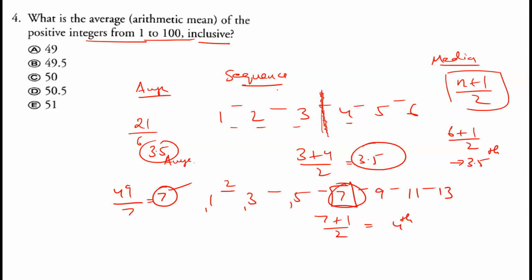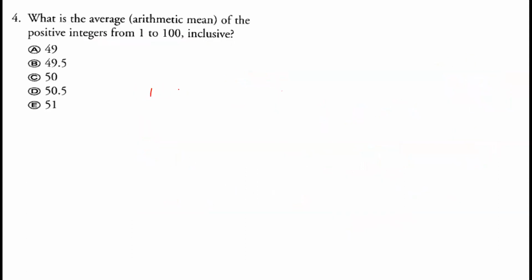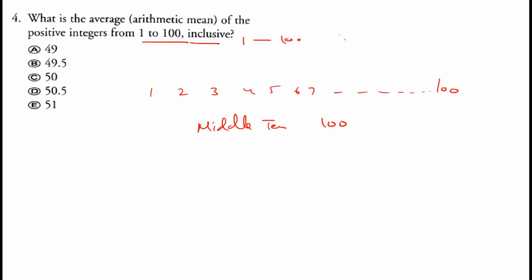Now in this particular case, obviously we cannot add till 100, where 1 plus 2 is 3, 3 plus 3 is 6, and we keep on adding till 100. So we're going to find the middle term. How many numbers do we have? It's inclusive, so from 1 to 100 we have 100 numbers. So n equals 100.